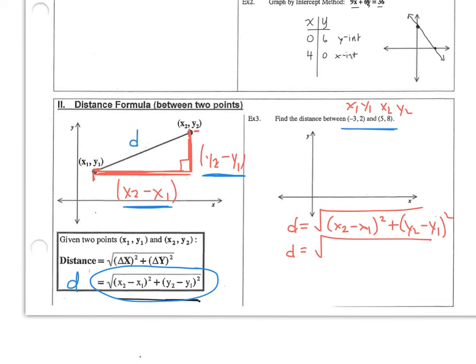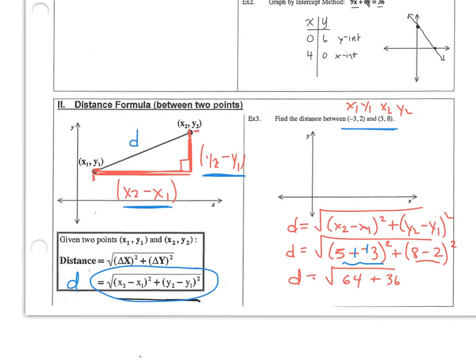So x2 is 5 minus an x1, which is -3, quantity squared. And then y2 is an 8 minus a 2, quantity squared. Following order of operations, change. This all becomes 8 squared. So I now have d is equal to the square root of 64 from my 8 squared, plus 8 minus 2 is 6. 6 squared is 36.